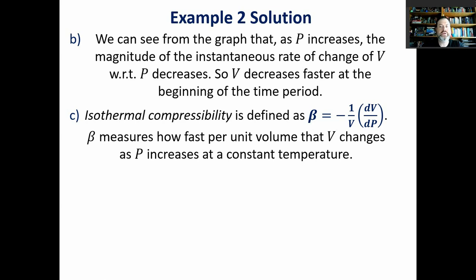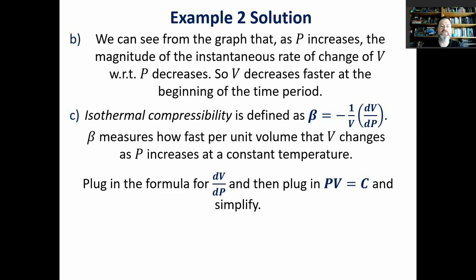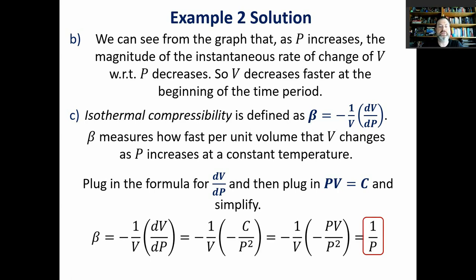So what we do is we're just going to plug everything in. We're going to plug in the formula for dV/dP, and then we're going to plug in our original formula. We're going to sort of back substitute twice, and then we're going to simplify and see what happens. So you get negative 1 over V times dV/dP. dV/dP is negative C over P squared here. But C is PV. So we've completely gotten rid of that constant.